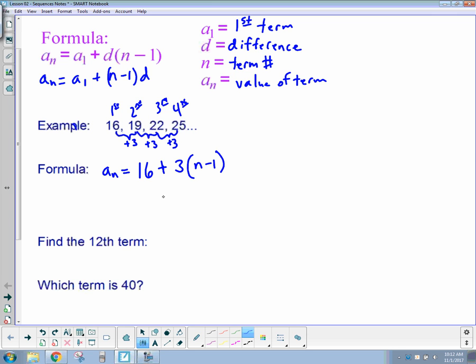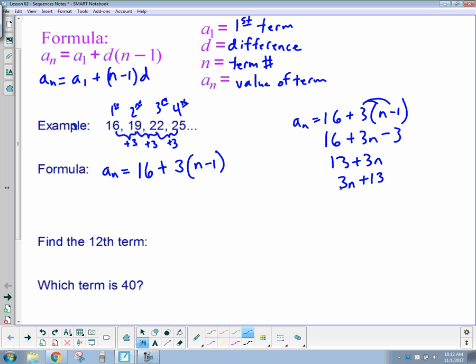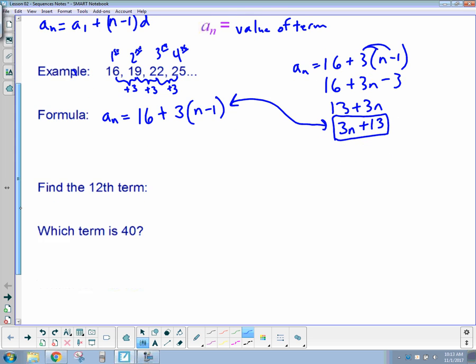Okay, now sometimes you'll see this simplified, so in order to do that I'll do it over here on the side. We're going to distribute the 3. So distribute the 3, and we get 16 plus 3n minus 3. Combine like terms, so that's 13 plus 3n, or you might see it as 3n plus 13, same thing. Okay, so keep an eye out. These two equations are the same thing. You'll get the same answer. But for the sake of practice and since we're learning, I'm just going to stick with this formula.